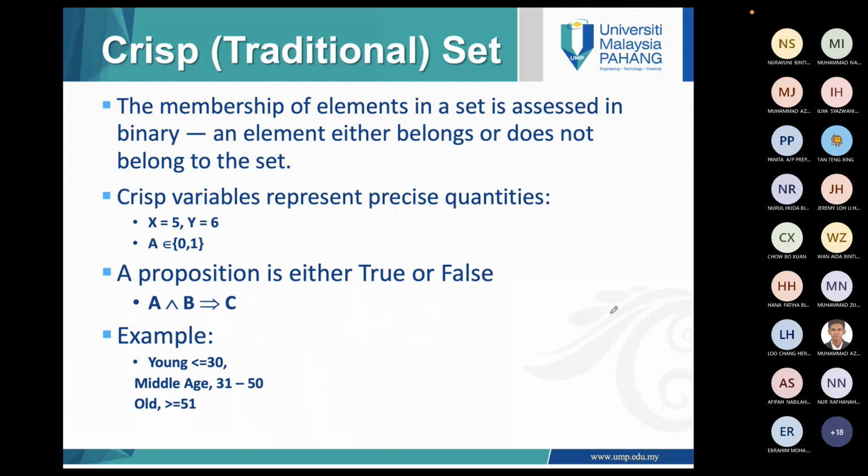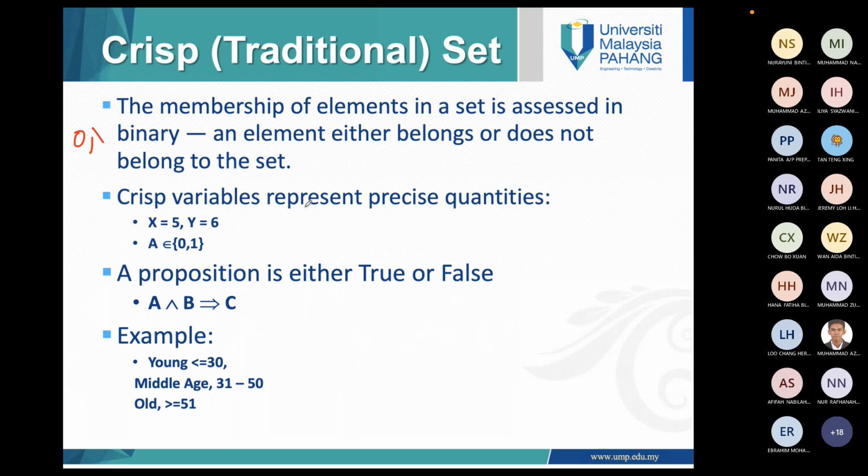So the crisp set, or what we call the traditional set: in a crisp set, the membership of elements in a set is assessed in binary, which is 0 or 1. An element either belongs or does not belong to the set.